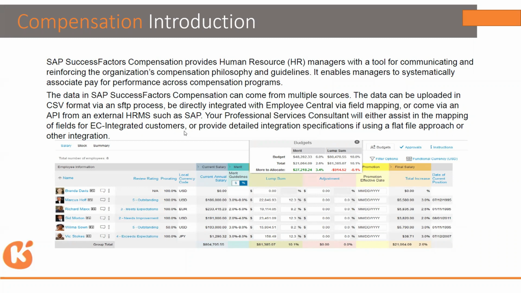Okay. Another quick question. The final salary column is a total sum of merit, lump sum, and adjustment? Yes, the final salary section will be the sum of everything, all the groups and columns.